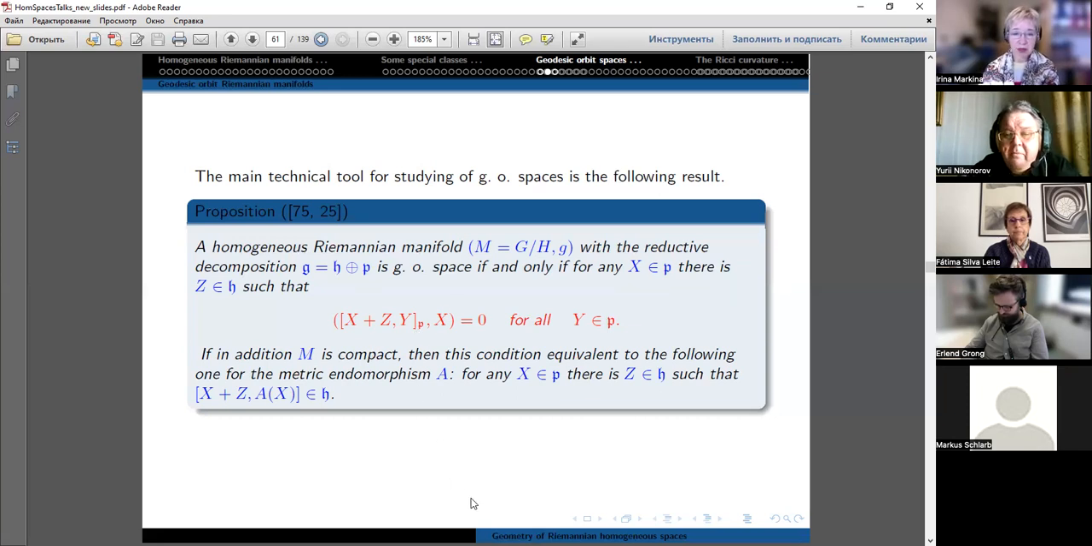Yura, endomorphism A of what space? P or the whole algebra? P. Because we change the metric on P. We only have a metric on P. We do not have a metric on h. Okay. Yes.